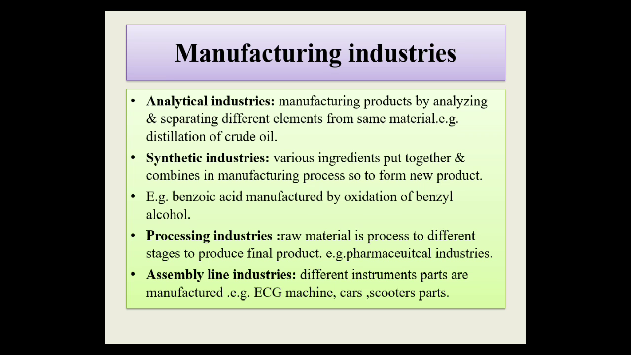Then processing industry means the raw material is processed through different stages to produce the final product. Examples are the pharmaceutical industry, paper industry or textile industry, or the formation of a tablet, where granules go through various steps and then form the tablet. After that, assembly line industry. Different instruments or their parts are assembled to make a useful product, for example televisions, computers, cars, scooters and x-ray machines. These are assembled or joined to make a useful product. This is one part of assembly line industry.